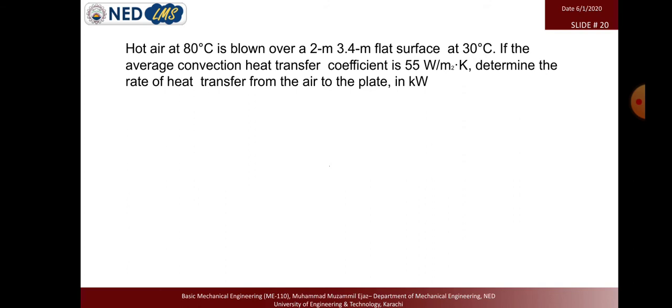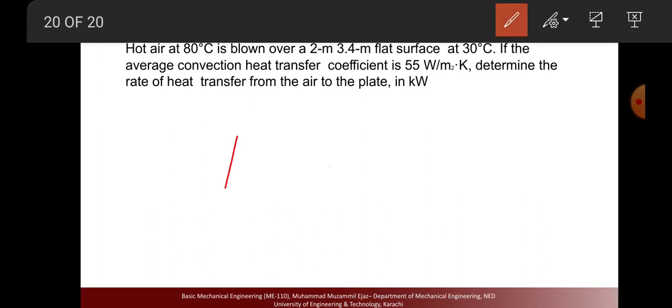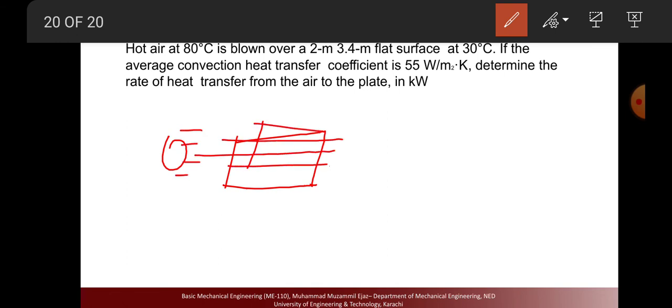Now for the second numerical, hot air at 80 degrees centigrade is blown over a 2 meter by 3.4 meter flat surface. We have a flat surface like this. Since we have forced convection, there will be some fan blowing air over this surface area. So we have an area of 2 multiplied by 3.4.